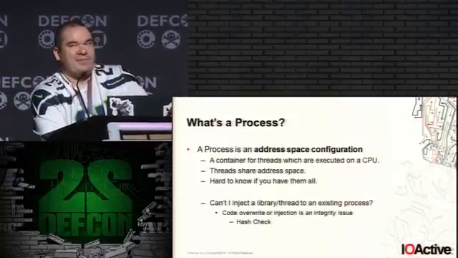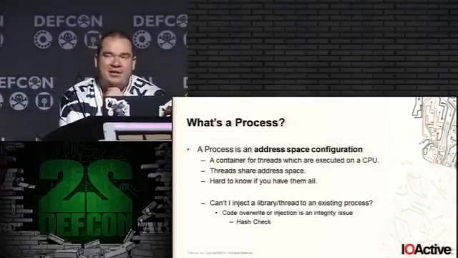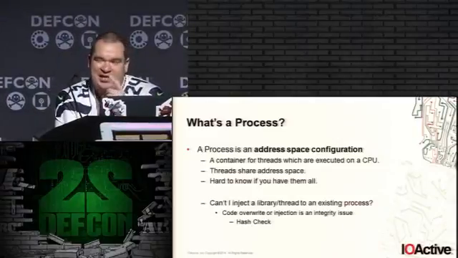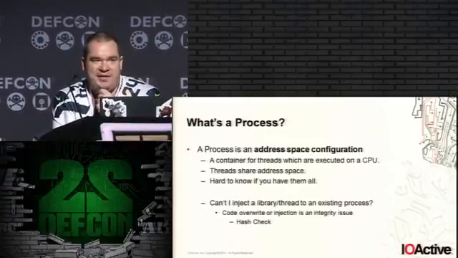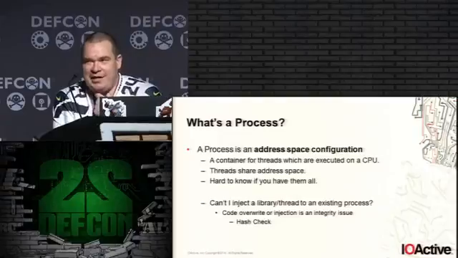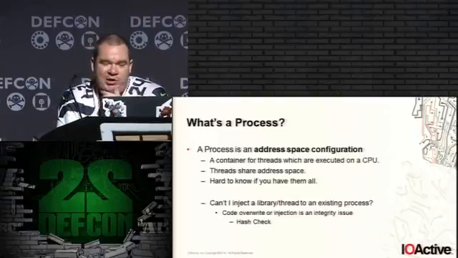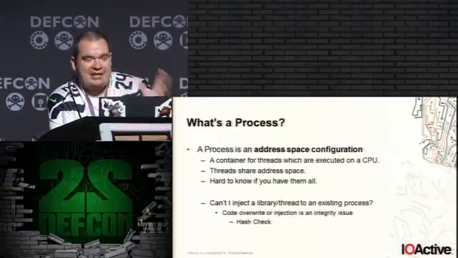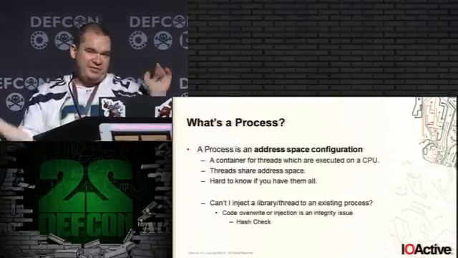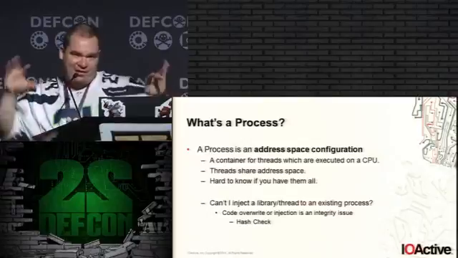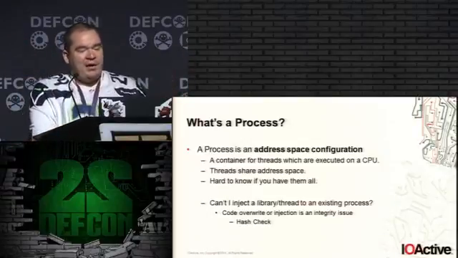A lot of people talk about a process as a thread container, right? But a process is also an address space configuration. They share a common address space, and that's why we have to lock and do things like that. So they're a container for threads. It is kind of difficult to know if you have all the processes, especially if someone's doing this decomp thing and unlinking pointers and whatever else.